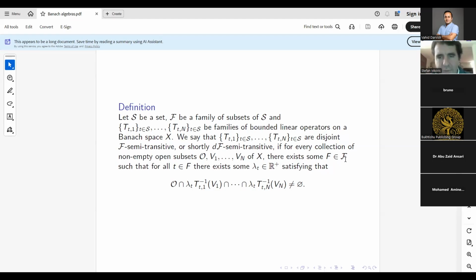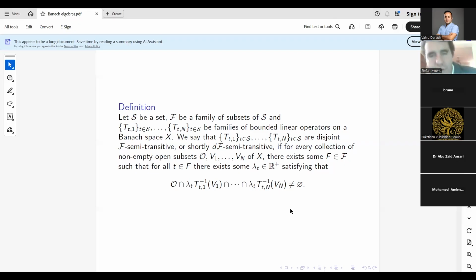This set F is such that given any t in F, we can find some positive real number lambda_t such that this intersection is non-empty. So this lambda_t will of course vary with t, but for every t in F, we are supposed to be able to find some positive real lambda_t such that this holds.